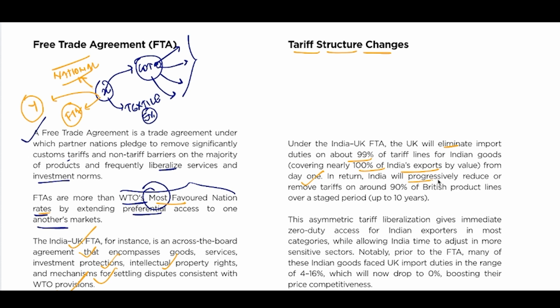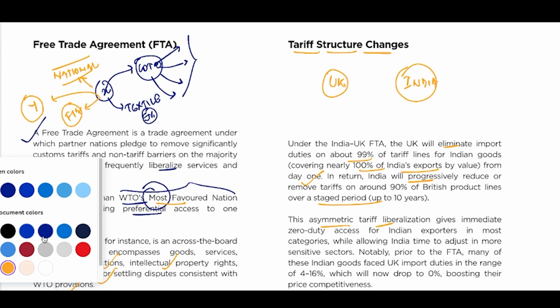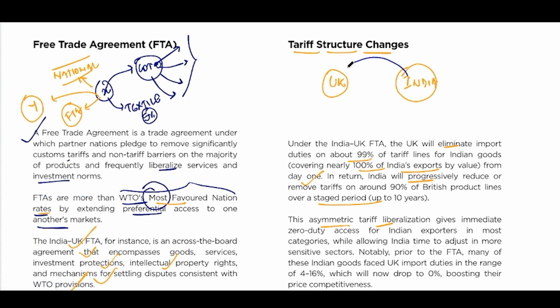In return, India will progressively reduce or remove tariffs on around 90% of the British product lines over a staged period of up to 10 years. Now you can see that there is an asymmetry in tariff liberalization. Why? Because when we are dealing with two countries, UK and India, when it comes to Indian exports to UK, almost 100% of the goods by value will have 0% duty from day one.